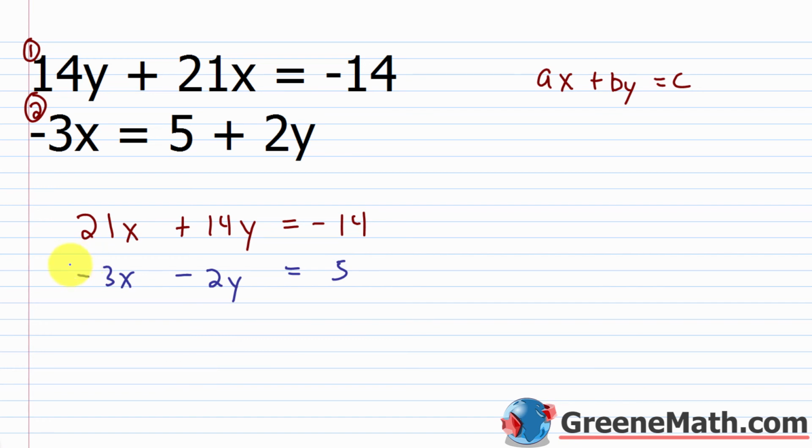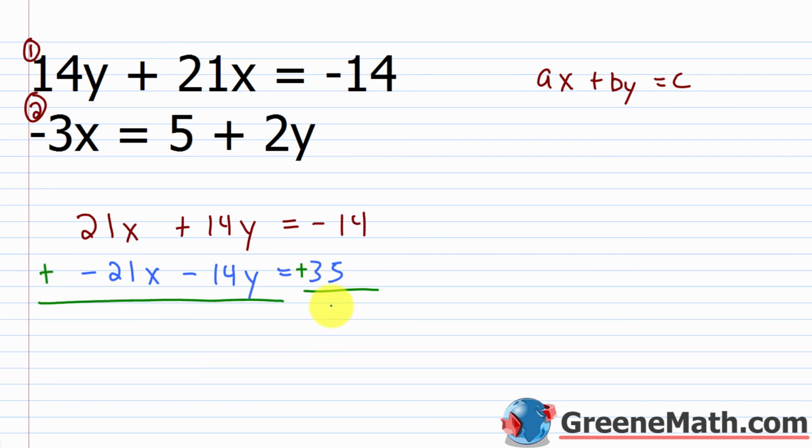So if I multiply both sides of this equation by 7, then what I'd have is negative 21x minus 14y is equal to 35. So I can just erase this one, and I'll drag this up. And now we can add the left sides together, set that equal to the sum of the right sides. So plus, plus. Now, you can see right away 21x minus 21x is 0. 14y minus 14y is 0. So I would have 0 on the left, and this equals negative 14 plus 35.